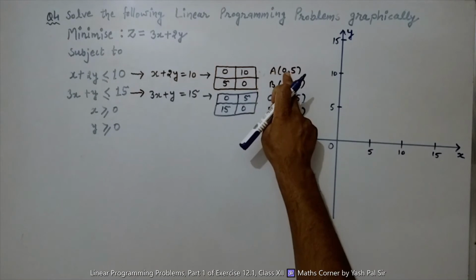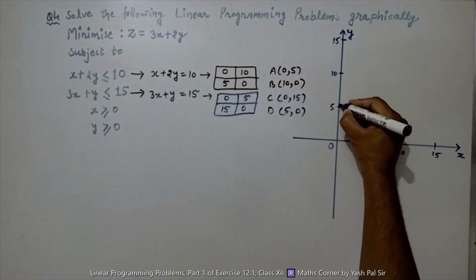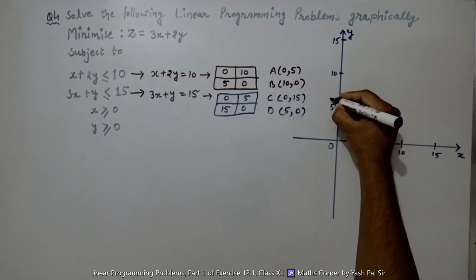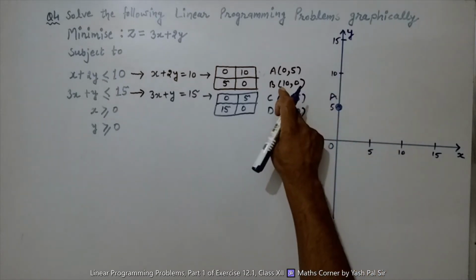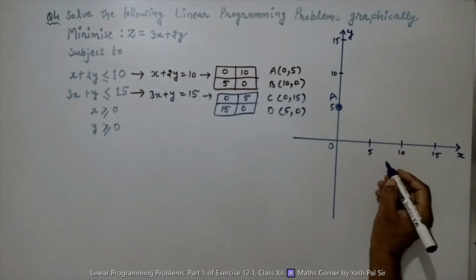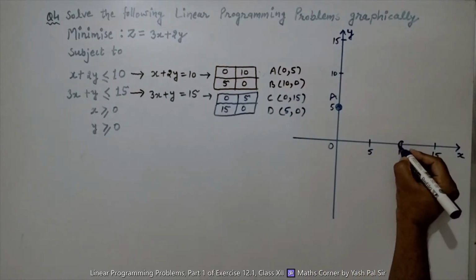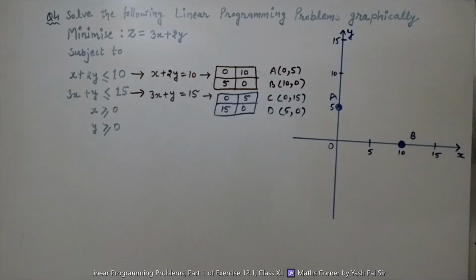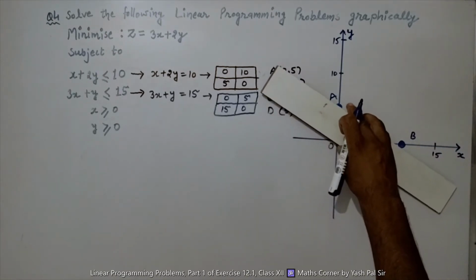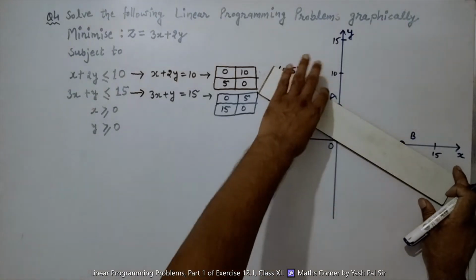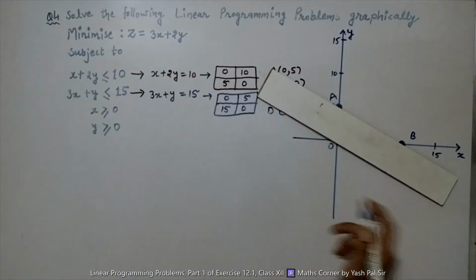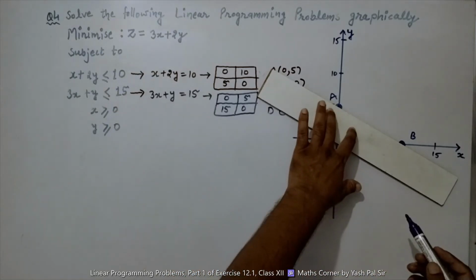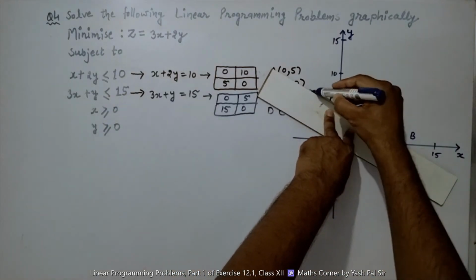The very first point, A point, x 0, y 5. So this is point A. Second point is B, x is 10, y is 0. So this is point B. Right? Now we join AB. How we join? Because of this equal to sign, dark line. We use dark line.